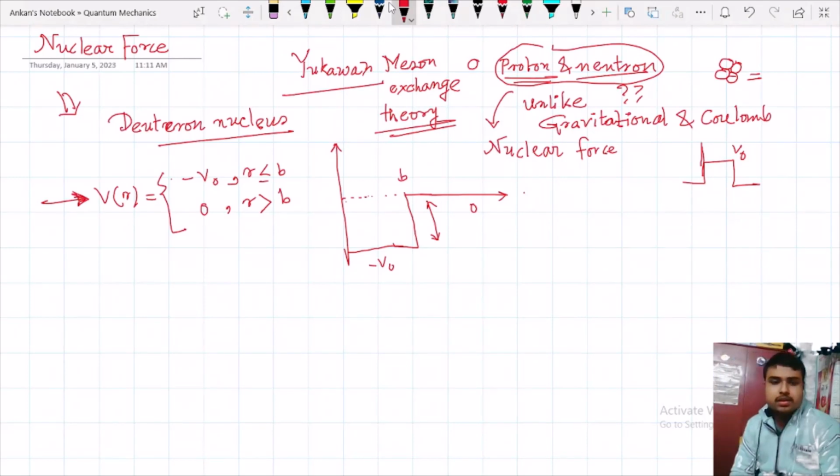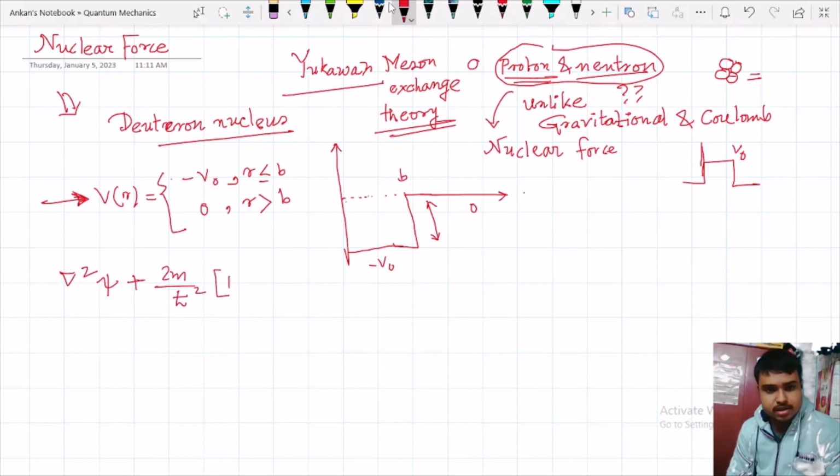Okay, so let's go beyond it. Let's first study the Schrodinger equation regarding this. Let me write the time independent Schrodinger equation: grad square psi plus 2m upon h bar square into E minus V into psi is equal to 0.